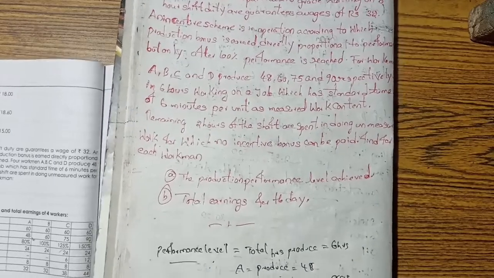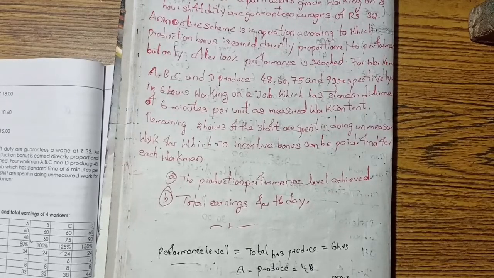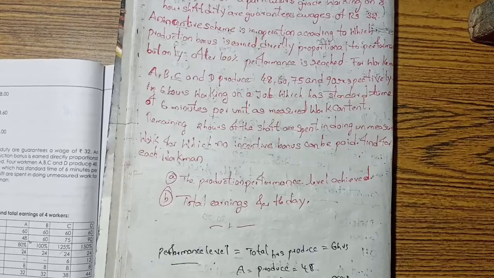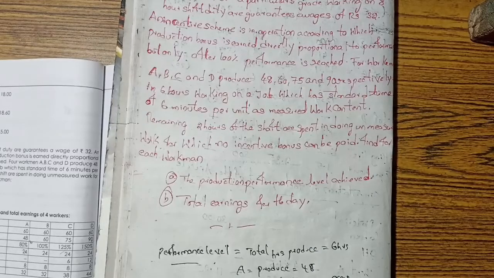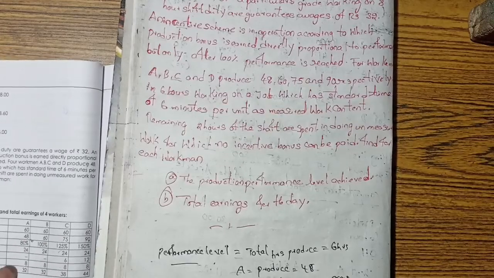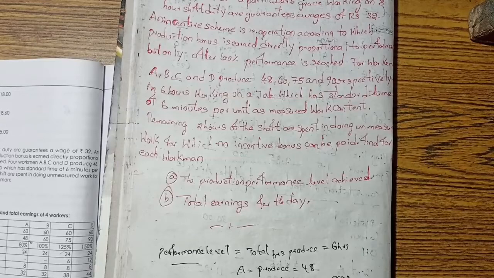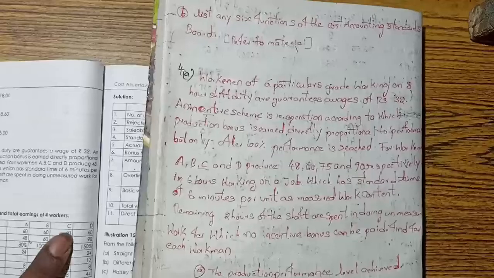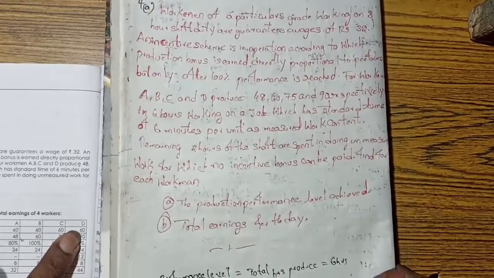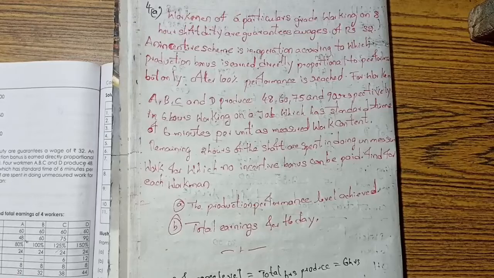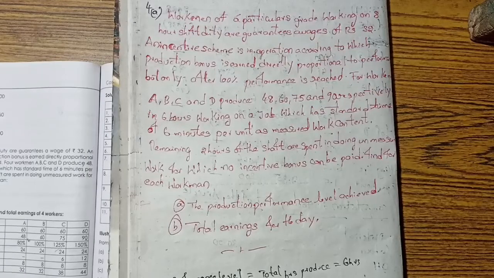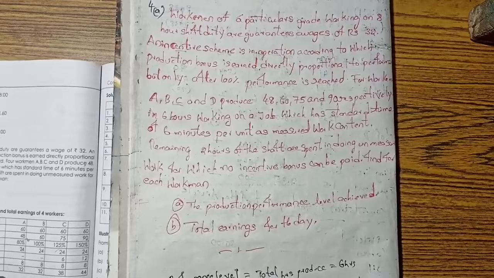For this performance level, the bonus is paid only when 100% performance is reached. That's why we calculate it proportionally. Now we calculate the earnings. Wages for measured work: 6 hours into 4 workmen. We calculate for 4 workmen after reaching the 100% level.